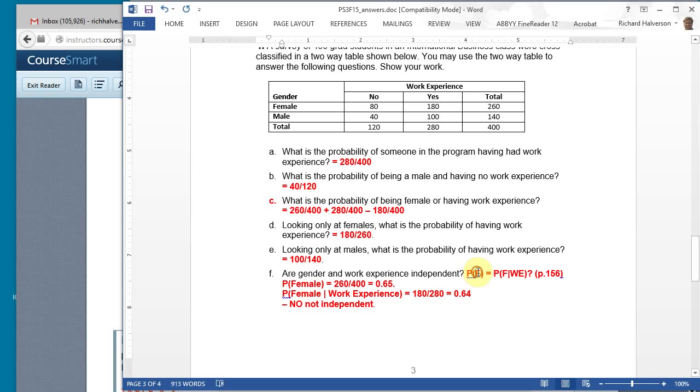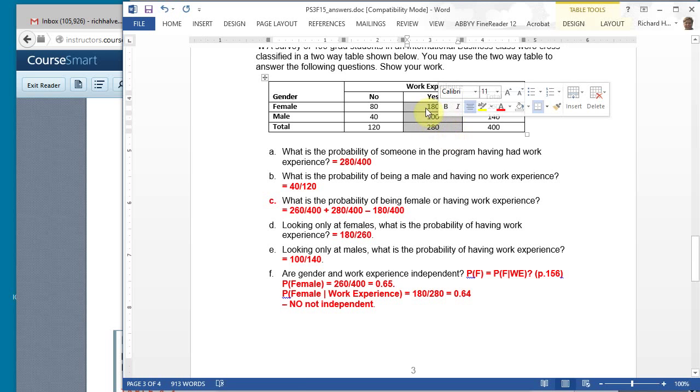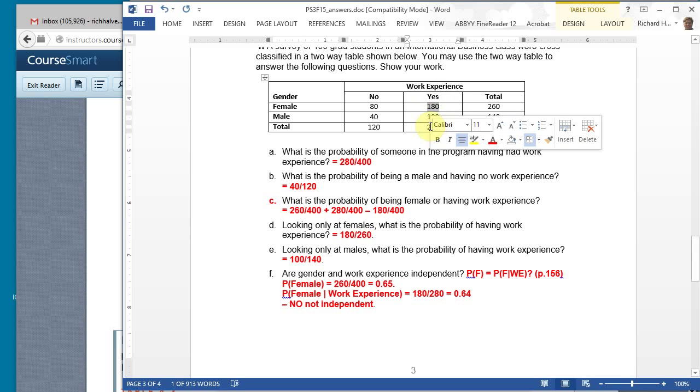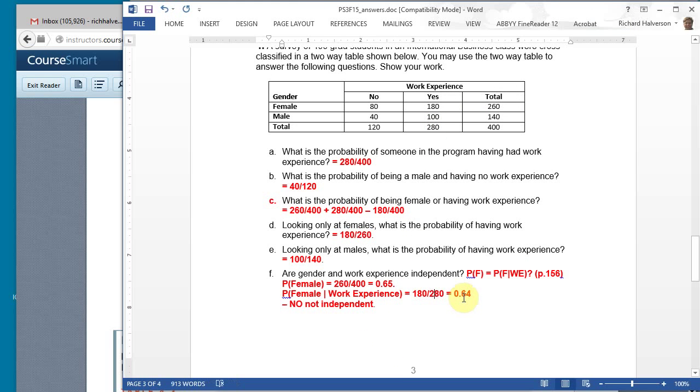We'll have A as females and B as work experience. The probability of being female is 260 out of 400, which is 0.65. The probability of being female given work experience is 180 over 280, which is 0.64. 0.65 is not the same as 0.64, so it looks like they are not independent. So the answer is no.